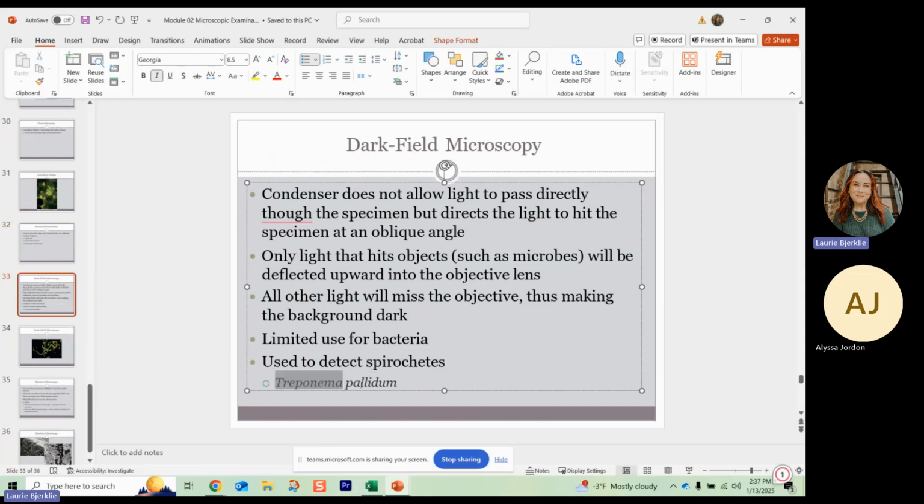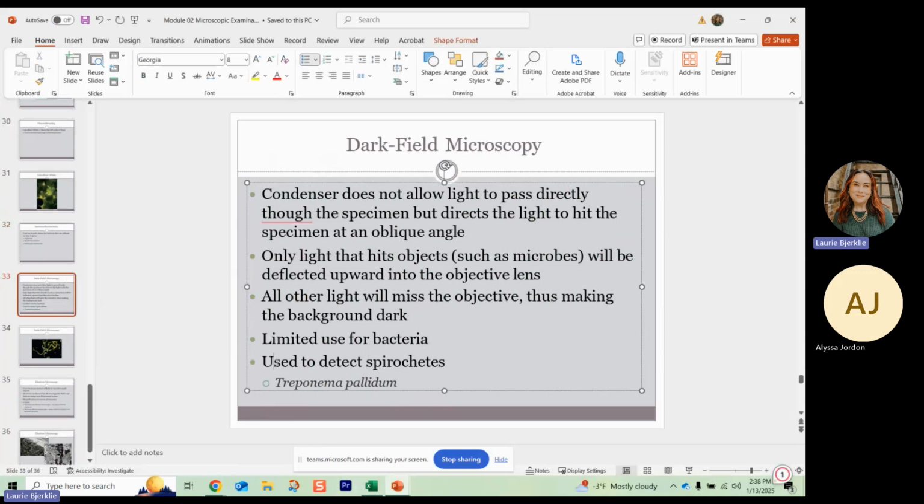Probably the main spirochete you've heard of and you'll learn a lot more of in immunology is Treponema pallidum. That is syphilis. You guys have all heard of syphilis, so that is a spirochete. We test for syphilis in a much different way. We don't even necessarily use a dark field microscope. We would use first a screening test that you would run, and then if that's positive, you could go to a dark field confirmatory test.